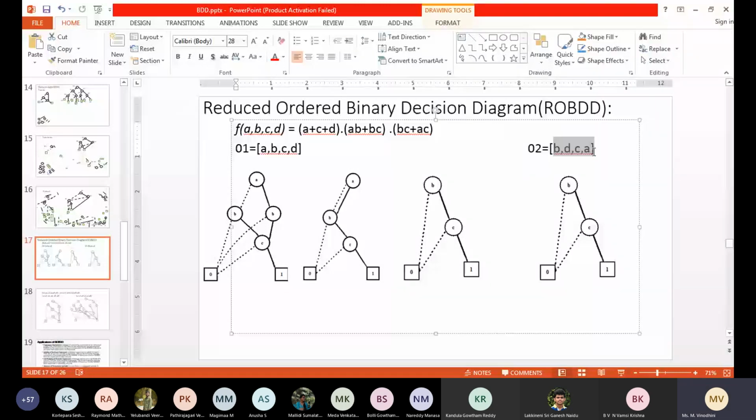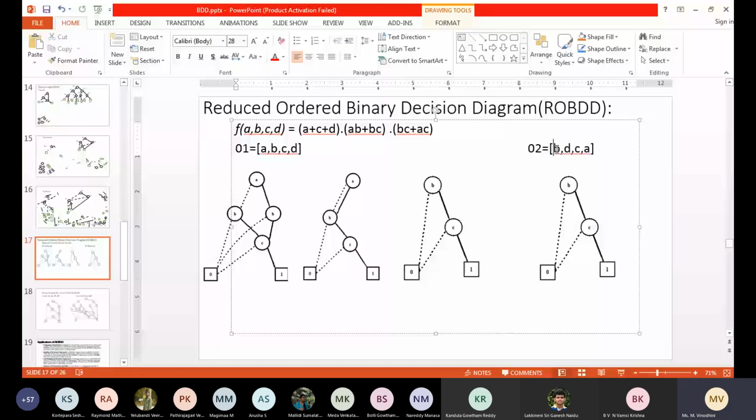You people can try it out later. Any one method you can use, either reduce or Shannon, whichever is comfortable for you. As homework, take this expression and first try it by considering the variables A, B, C, D, and then try it by considering the variables B, D, C, A. Finally, you will get the same ROBDD only.